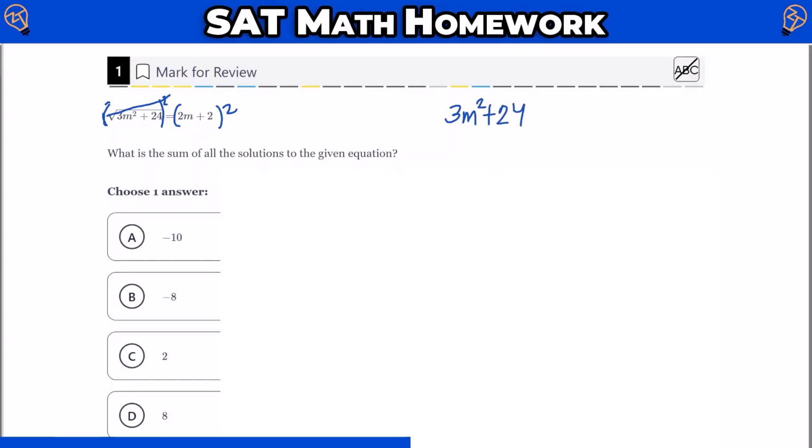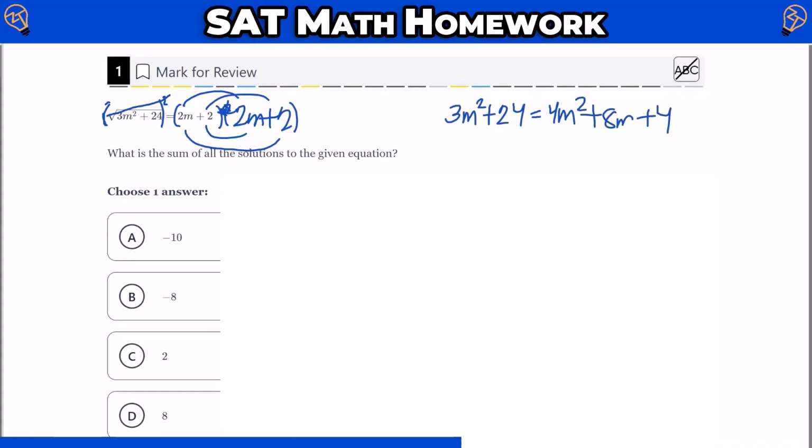And then on the right side, what we're going to have to do is go ahead and rewrite this as 2m plus 2 times itself, because that's really what squared means. And then when we distribute, we get 4m squared. And then if we do outer, we get 4m, inner, we get 4m, so we really get 8m. And then for last, we get plus 4.